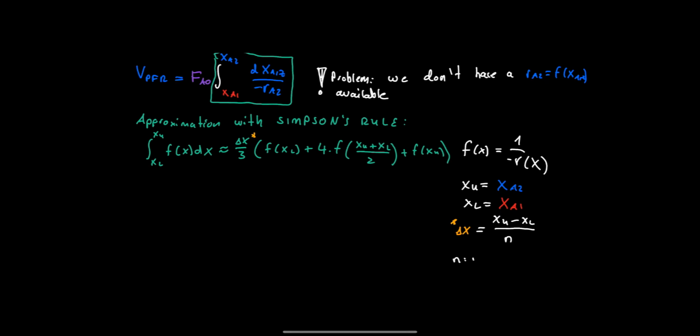Hence we will have two subintervals, so n is the number of subintervals. Here we have conversion A1 and conversion A2, meaning that n is equal to 2. So delta x is going to be equal to the conversion A2 minus the conversion A1 divided by n.